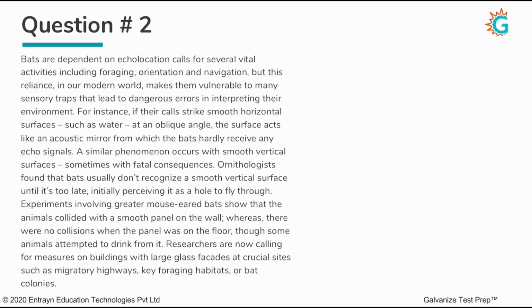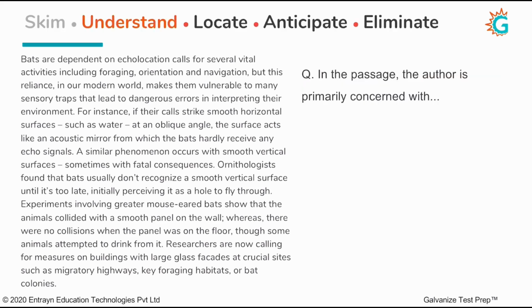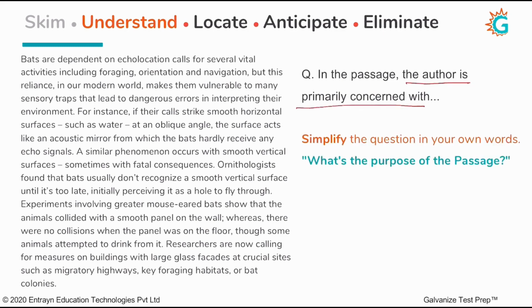Let's move on to the second question, and this question says, in the passage the author is primarily concerned with. Primarily concerned with means it's a main idea question, right? So there's nothing much to locate here. Let's understand the question. The author is primarily concerned with. Therefore, when we simplify the question, it's basically asking, what's the purpose of the passage? What's the author concerned about? What's the main thing that the author is writing about?